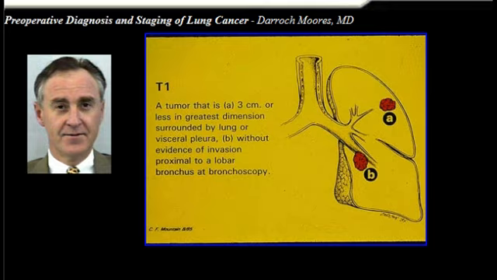Staging starts with assessment of the T factor. A T1 tumor is a small tumor, less than 3 centimeters in diameter, that is completely surrounded by lung parenchyma. An exception to this is a superficial tumor that does not penetrate beneath the submucosa, can be within the main bronchus, but not involving the carina, and still be classified as a T1 tumor. But for invasive tumors deep to the submucosa, they have to be distal to a lobar bronchus.